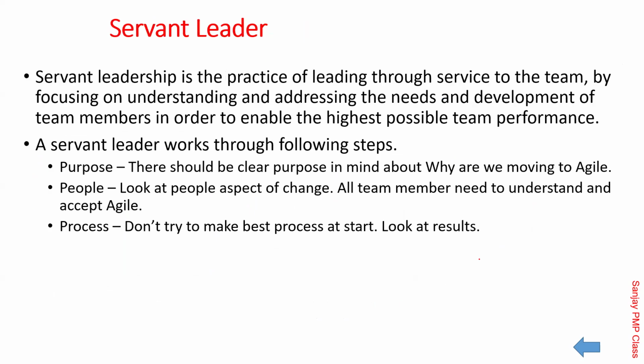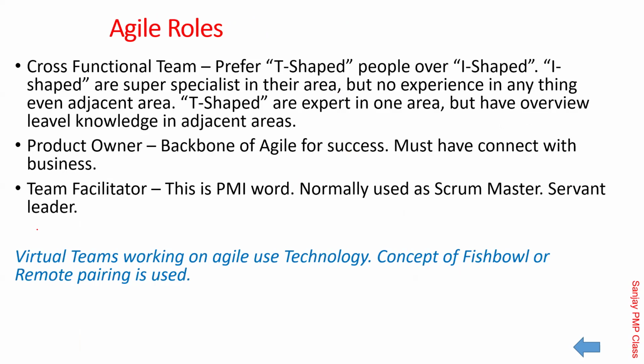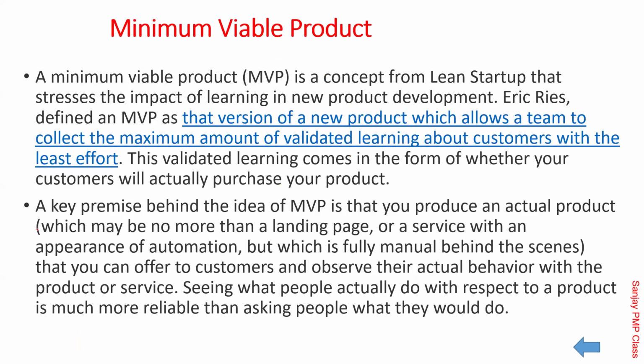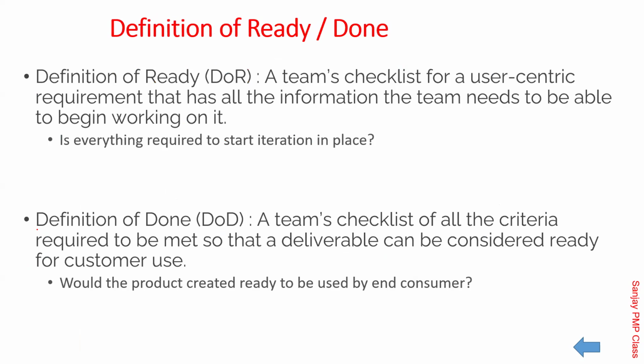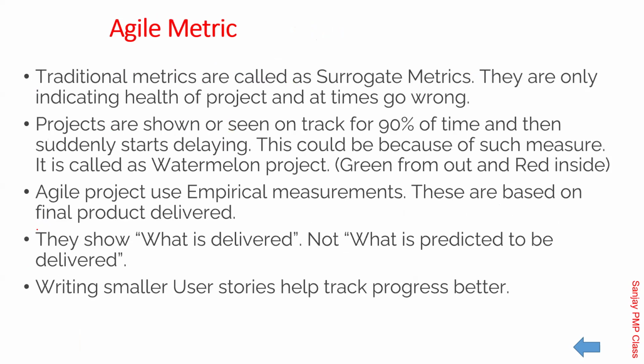Implementing agile, the servant leader follows the right sequence. He is concentrating on purpose first, then people, and then process. Directly jumping into the process, ignoring the purpose and people, will take you in the wrong direction. You may not be able to achieve the things. So the servant leader follows that particular aspect. Agile roles, T-type of people and all that. So as I told you, it was more to repeat: minimum viable product, DOD and DOR, agile metrics.